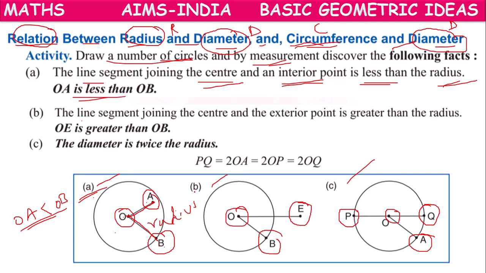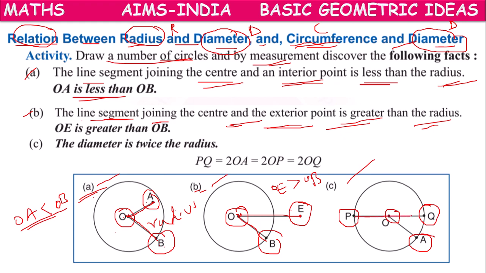In the second diagram, B, the line segment joining the center and an exterior point is greater than the radius. This is the radius OB, and the distance OE is greater than the radius OB. So this we have identified from figure B.